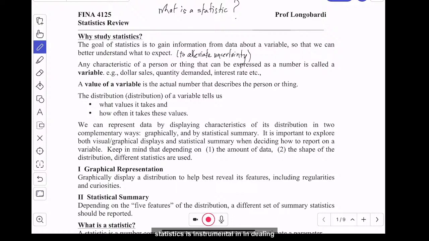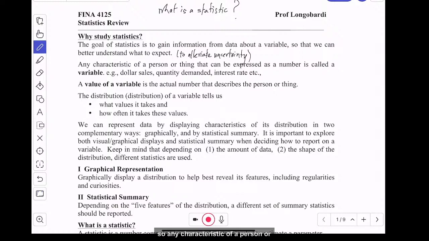Statistics is instrumental in dealing with people's anxiety, giving them some answers. People want answers. And statistics do that. They give you some sense of what's going to happen in relative proportion. You know, this is more likely to happen than that, etc. Okay, so it allows for decision making.